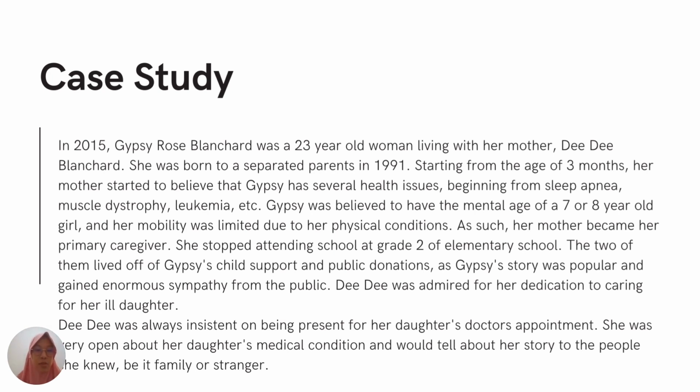The two of them lived off of Gypsy's child support provided by her father and public donations, because Gypsy's story was popular among the public and gained enormous sympathy. Dee Dee, her mother, was admired for her dedication to caring for her ill daughter. Dee Dee was always insistent on being present for her daughter's doctor's appointments. She was very open about her daughter's medical condition and would tell Gypsy's story to the people she knew, be it family or stranger.